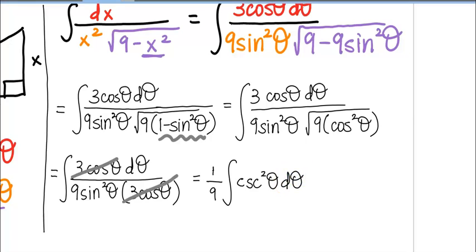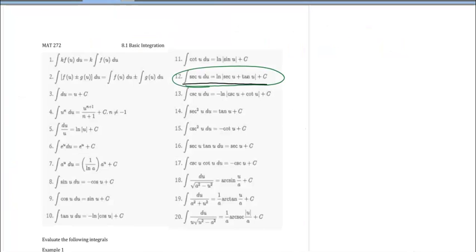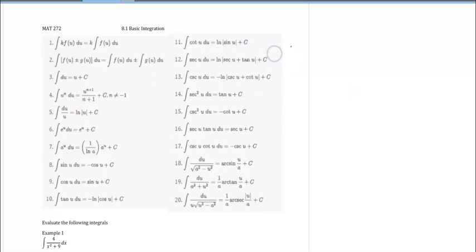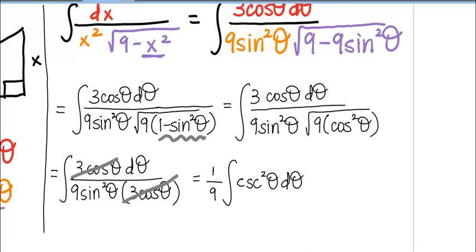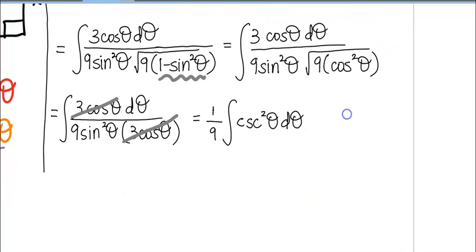So we've simplified this integral down to the integral of cosecant squared theta, which is something that we definitely do know how to integrate. It should be one of our rules from 8.1. The integral of cosecant squared is negative cotangent theta. So I come back here, and I know that I have 1/9 times negative cotangent theta plus c. So we've actually integrated now.